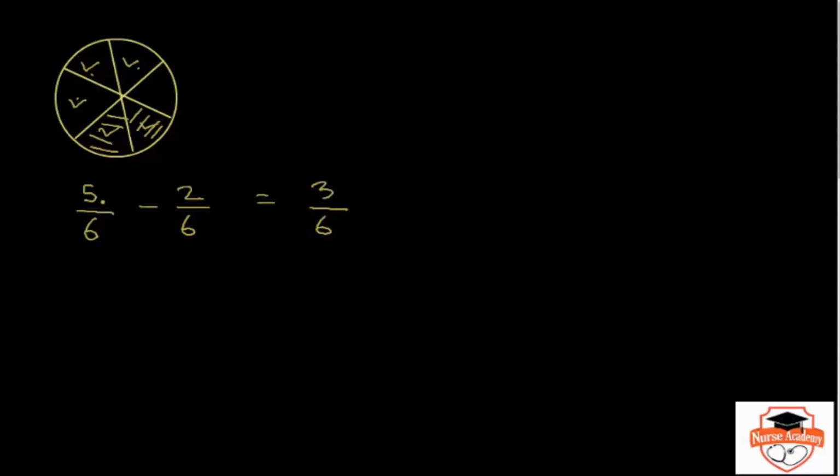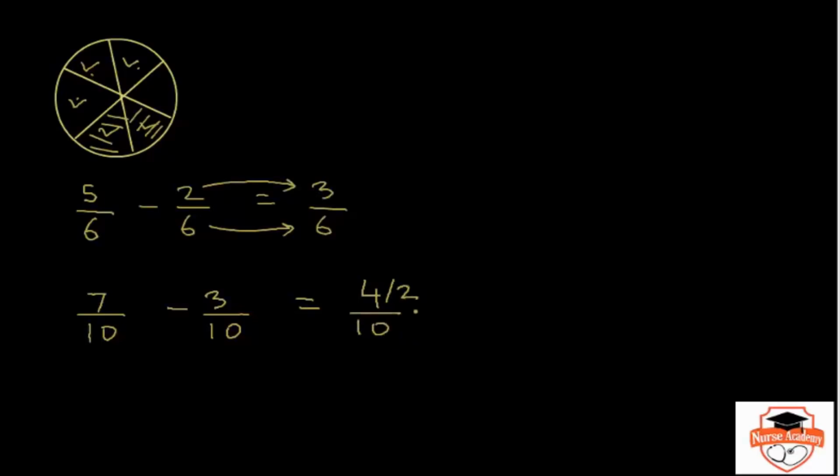Once again, to subtract fractions, just like we did with addition, you only subtract the numerators. The denominator is the same. And in the same way, 7/10 minus 3/10 is going to give you 7 minus 3, which is 4 over 10, 4/10. And that can be simplified. You can divide 4 by 2 and 10 by 2. You end up getting 2/5.